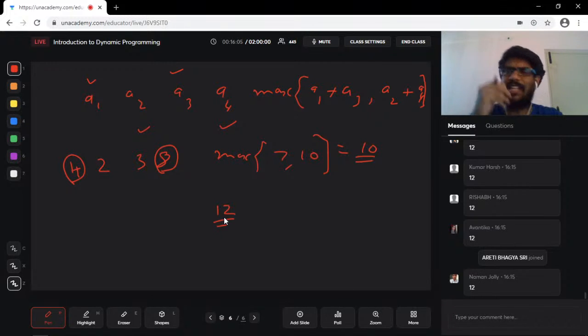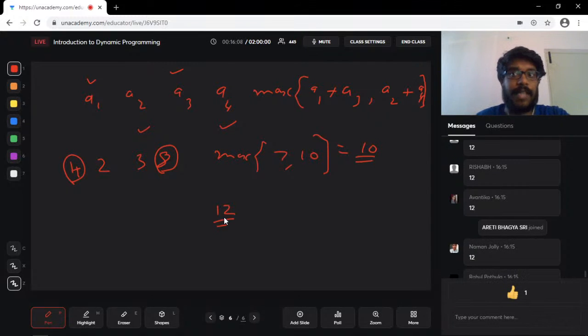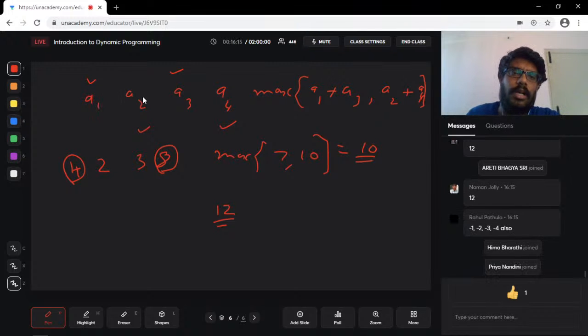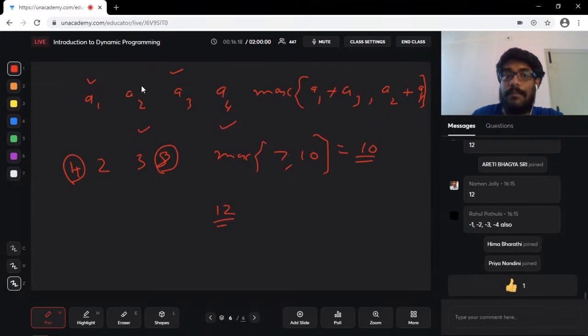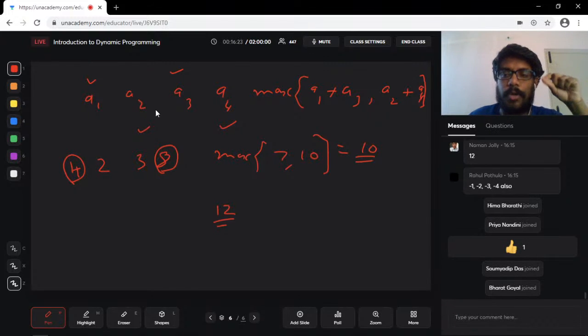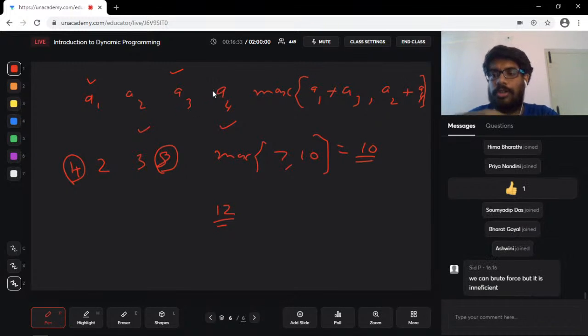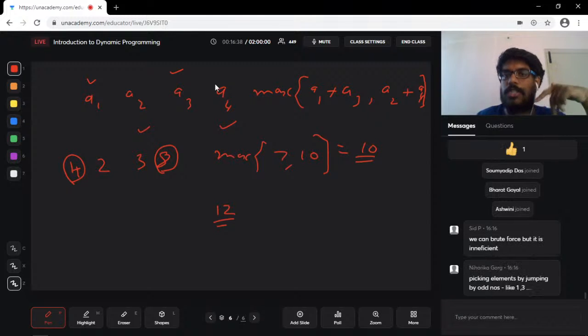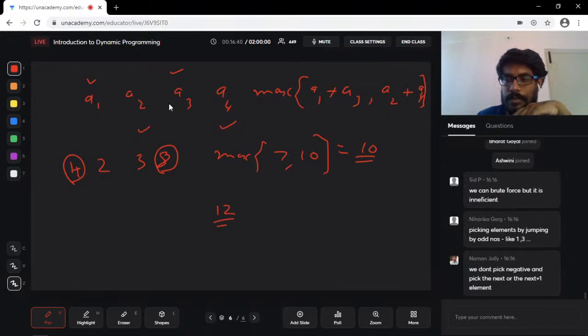The thinking process seems kind of natural. I'll start from here: either I pick A1 or not. If I'm picking A1, I'm definitely not picking A2. But the thought process fails at this point: just because I'm not picking A2, I can pick A3, but I'm not forced to pick A3. I could give up picking A3 and pick A4. So that's where that logic breaks down, and that's why the solution will not work.